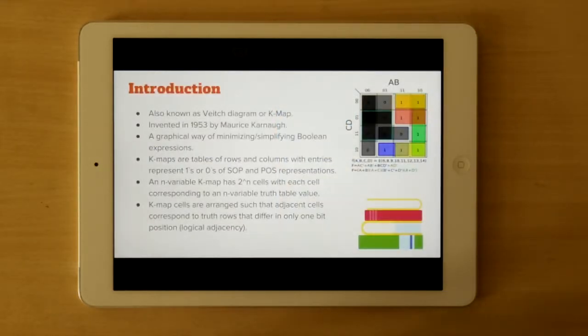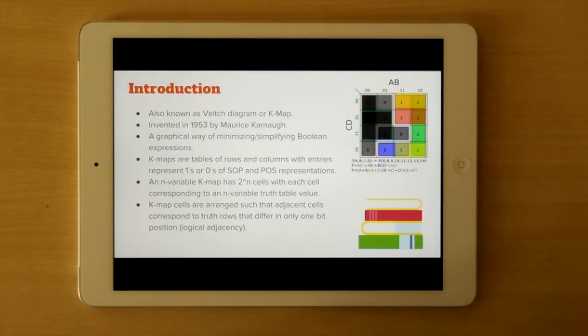Well, the introduction. The Karnaugh map is also known as the Veitch diagram or K-map. It was invented in 1953 by Maurice Karnaugh, a graphical way of minimizing or simplifying Boolean expressions. That's what a K-map does. It's a graphical representation of basically the same thing. K-maps are tables of rows and columns with entries representing ones or zeros of SOP and POS representations.